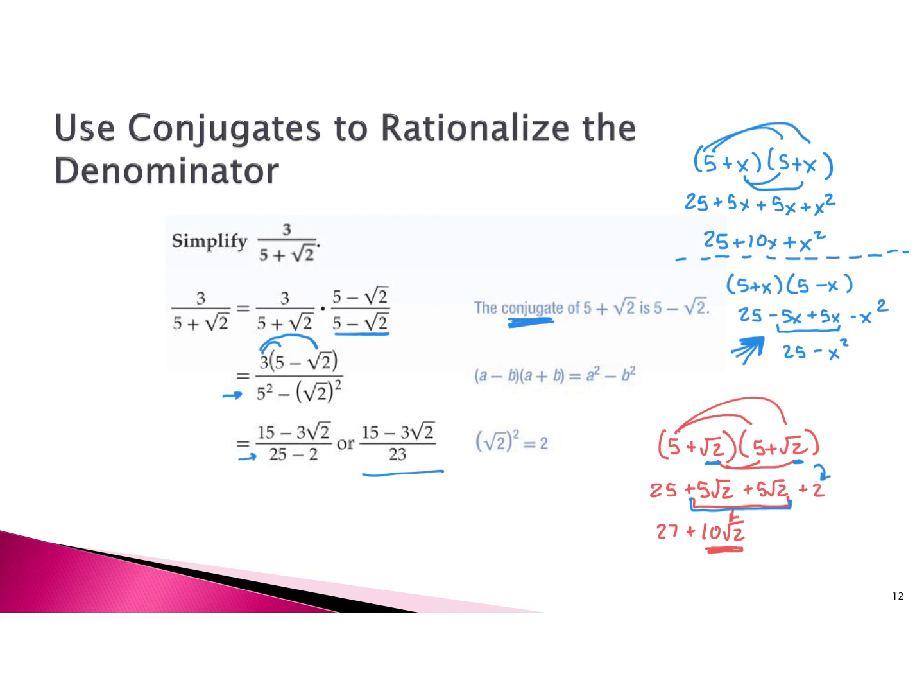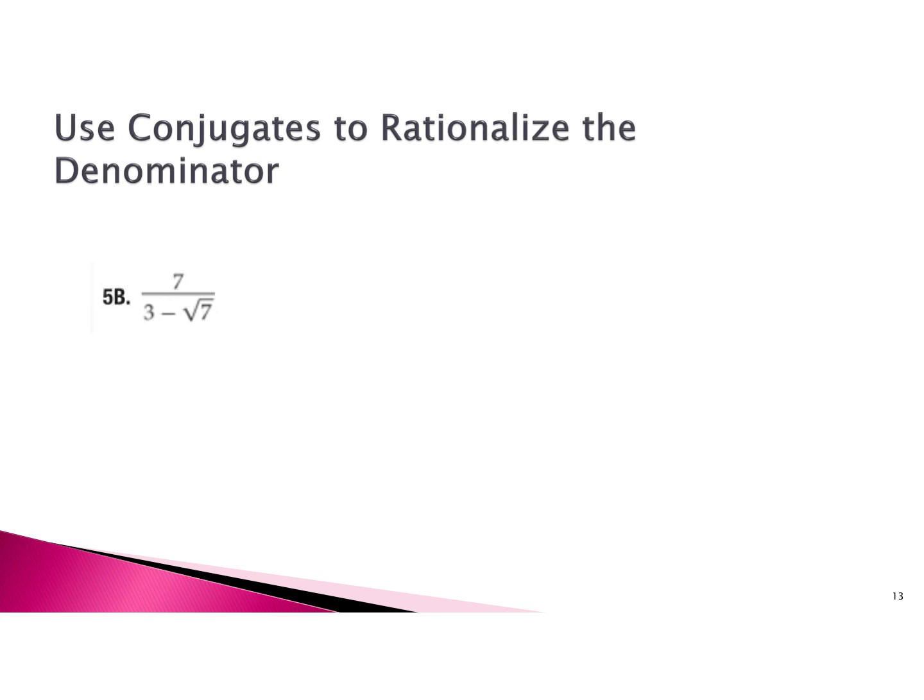Okay? The two things I want you to take away from the slide. Number 1, the definition of the conjugate. What does that mean? And why are we doing it? And that you have to distribute into the binomial. Okay? Let's practice. So here we go.